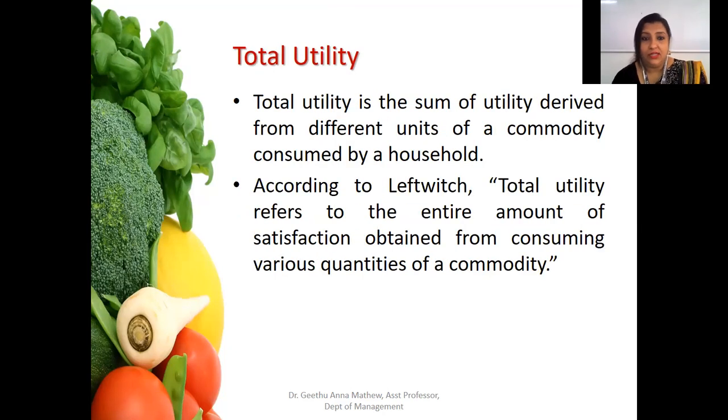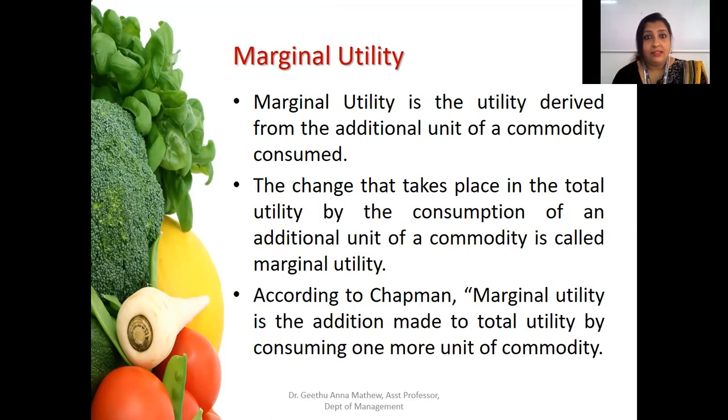Whereas total utility is the utility derived from the entire units. Say, for example, you had three slices of bread. The total utility you derived from the three slices of bread is the total utility. According to Leftwich, total utility refers to the entire amount of satisfaction obtained from consuming various quantities of a commodity. And the third concept of utility is marginal utility.